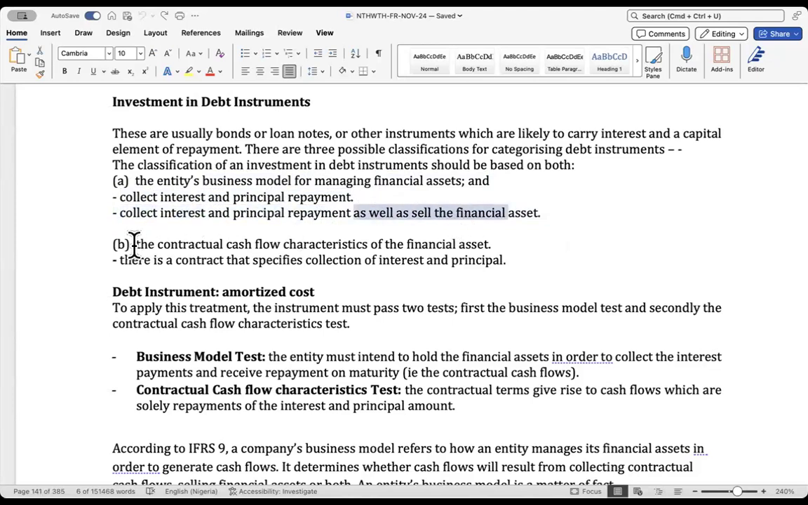And there's this other one, which is the contractual cash flow characteristics of the financial asset. What this simply means is that there must be a contract that specifies that you are entitled to interest and principal. These are the two bases that will determine how you will ultimately classify that debt investment. So now let's go to the classification itself.